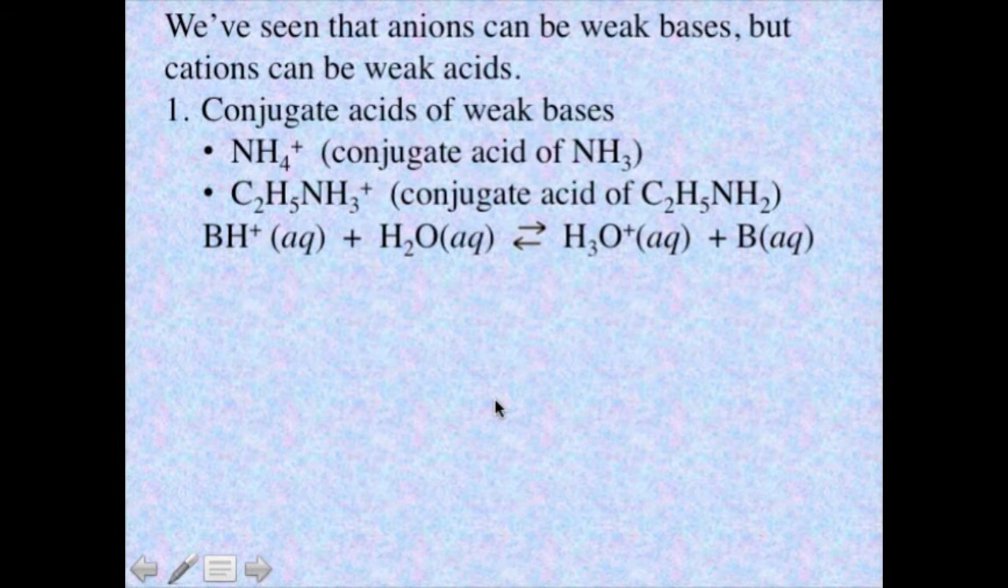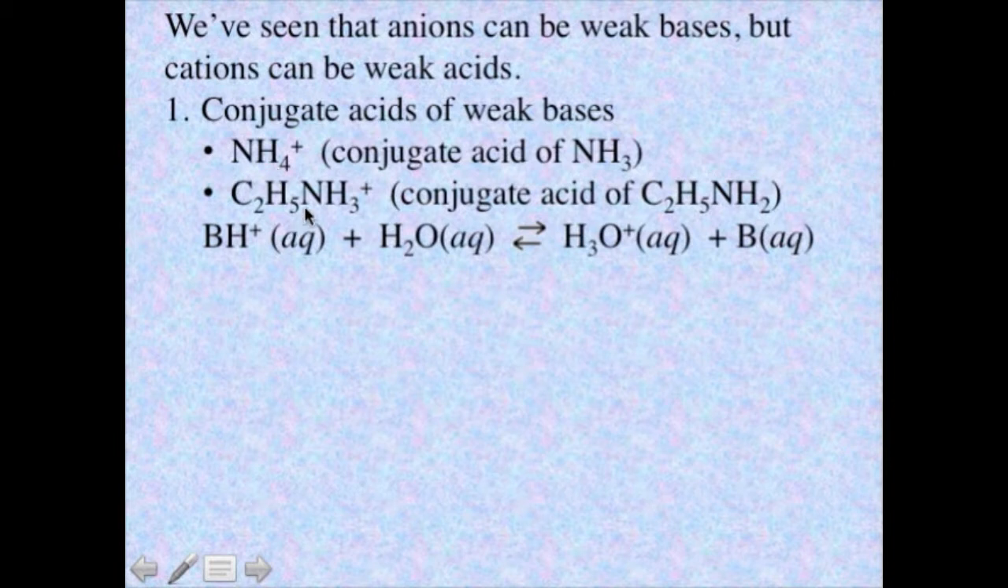We've seen that anions can be weak bases, but cations can be weak acids. For example, the conjugate acids of weak bases, when dissolved in water, can form a slightly acidic solution. The ammonium ion, for example, which is the conjugate acid of ammonia, right? Ammonia has a pair of electrons, takes on a proton from water, and becomes the ammonium ion. But if you put an ammonium salt in water, it will dissolve to form a little bit of hydronium ion and make the solution a little bit acidic.